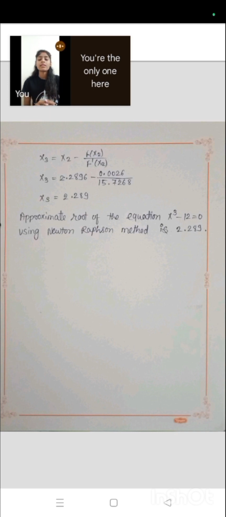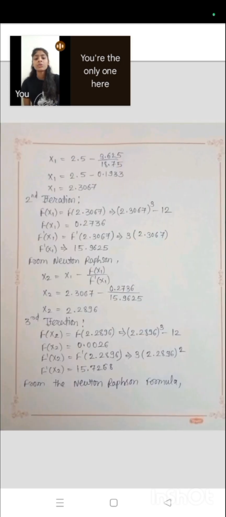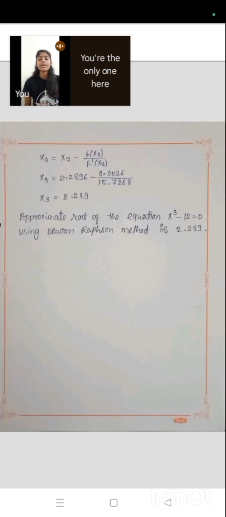Now this value we put in the Newton-Raphson formula. x3 is equal to x2 minus f of x2 divided by f dash of x2, and we put the values: x3 is equal to 2.2896 minus 0.0026 divided by 15.7268, and we solve this equation and get the value of x3 is equal to 2.289. Now we see the x2 and x3 values are the same, so we can write the approximate root of the equation x cube minus 12 is equal to 0, using the Newton-Raphson method, is 2.289.